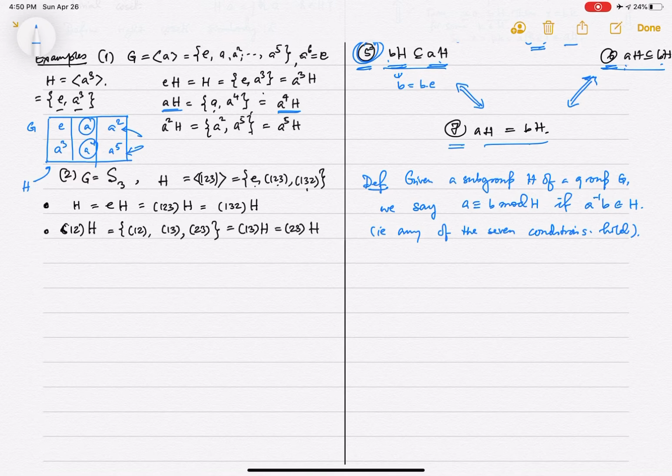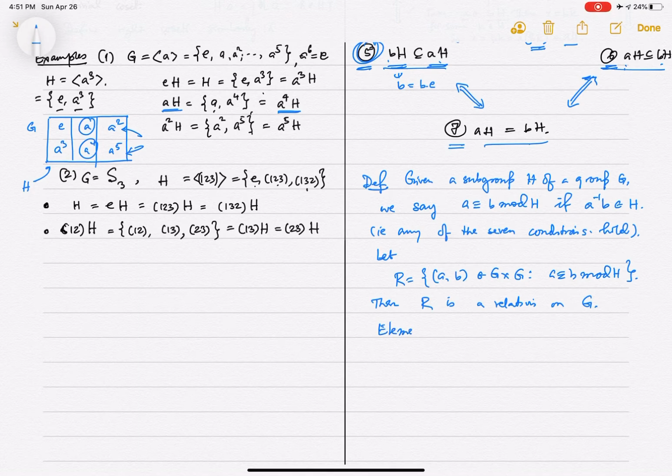All right. So this gives you a relation on the group G. So we say, maybe we write down, R is all pairs in the group such that A is congruent to B mod H. Then R is a relation on G. I claim that two elements A and B in G are related via R if and only if A and B are in the same left coset.